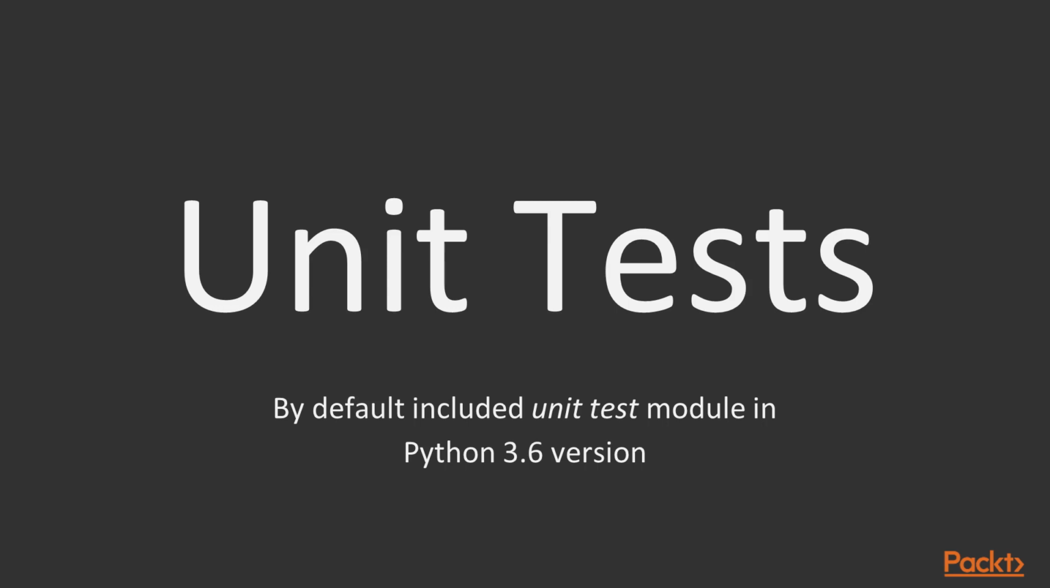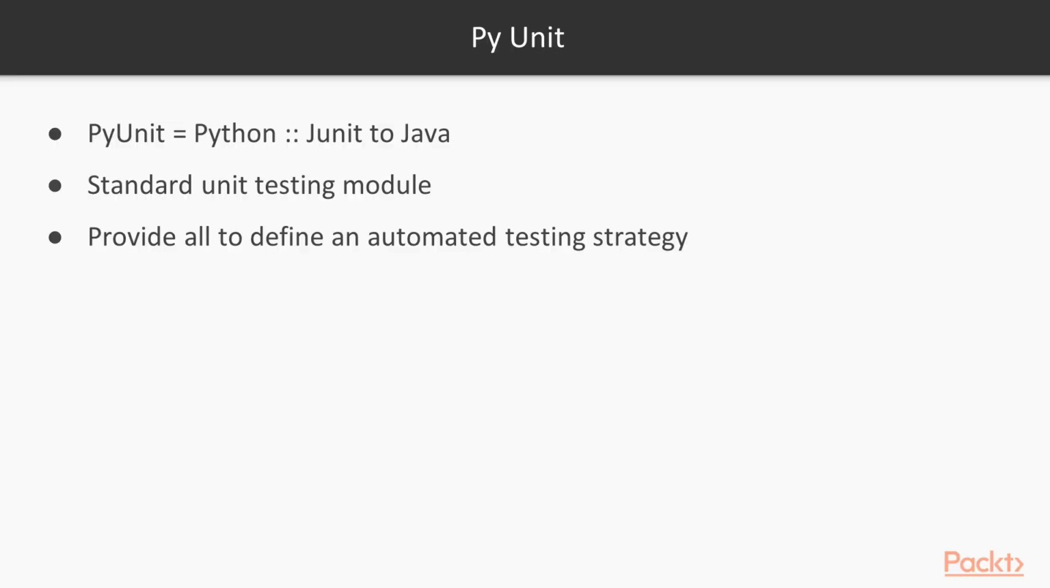We will begin with unit tests. When it comes to writing unit tests in Python, typically the first thing that comes to mind is the unittest module that is included by default in Python 3.6. PyUnit is to Python what JUnit is to Java. It's the standard unit testing module that provides basically everything you need in order to define an automated testing strategy.